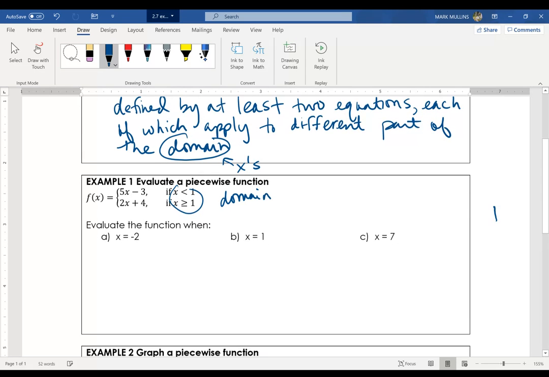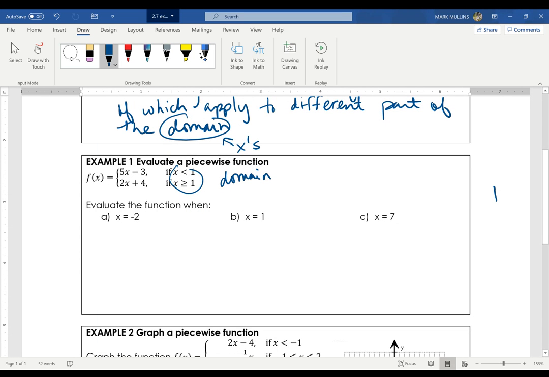So let's go ahead and try the first one. So first, x is negative 2. So if x is negative 2, that means x is less than 1. So I need to use 5x minus 3. So that means I'm going to say that f of negative 2 is equal to 5 times negative 2 minus 3. And then remember, I'm just working it out on the right. 5 times negative 2 is negative 10. Minus 3 is negative 13.